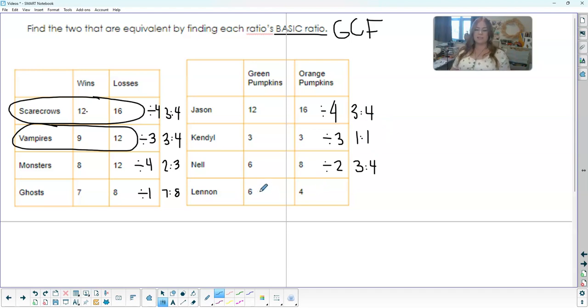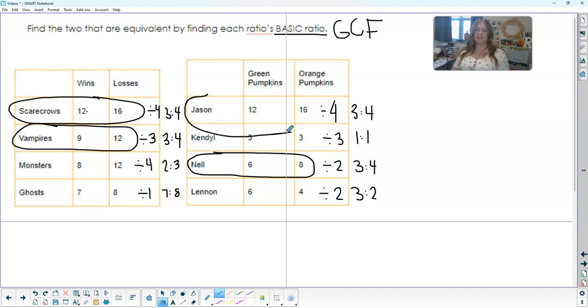So 6 and 4 are both even. I know they can both be divided by 2. 6 divided by 2 is 3. Ooh, look there. Those are the same. But 4 divided by 2 is only 2. So it looks like Nell and Jason are the ones that have equivalent ratios.